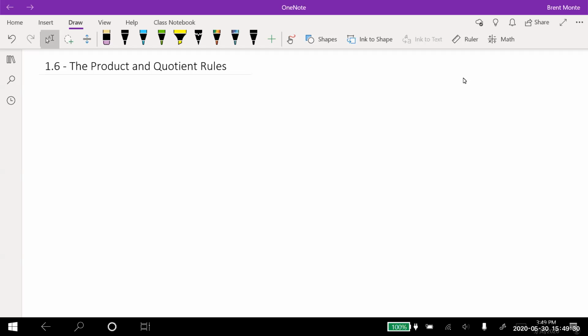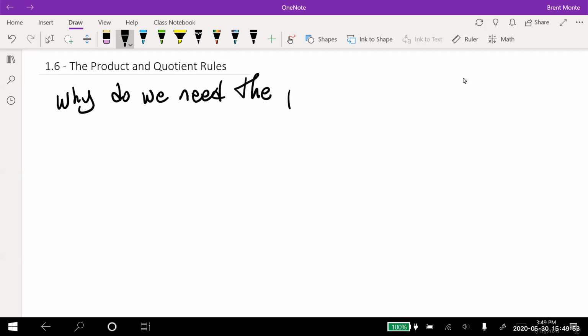Today we are going to look into section 1.6, the product and the quotient rules. So remember, a product means we're multiplying two things together, and a quotient means we're dividing two things. But the big question is, why do we need these? So let's sketch that down. Why do we need the product and quotient rules?